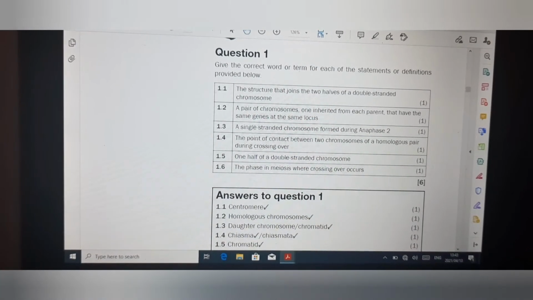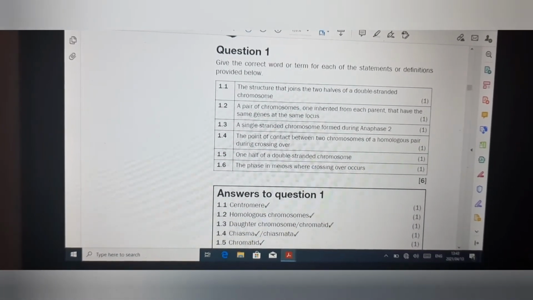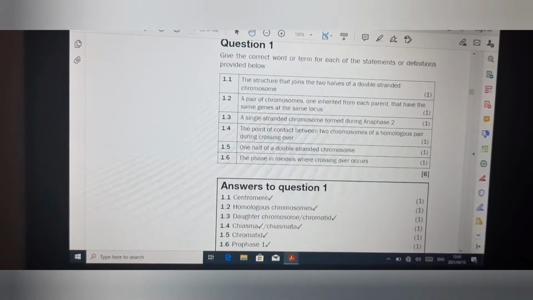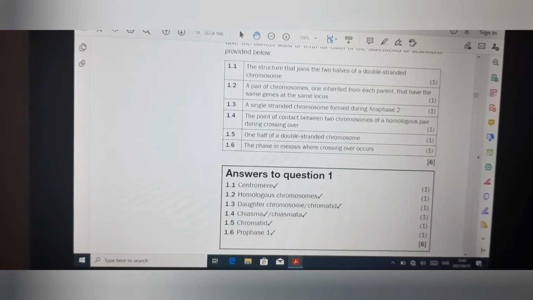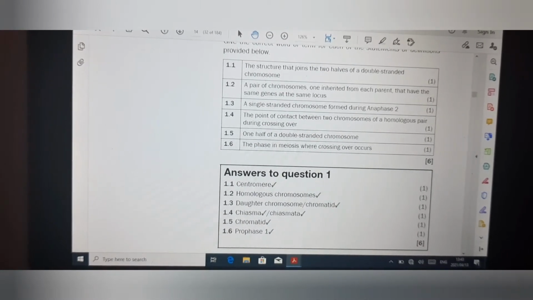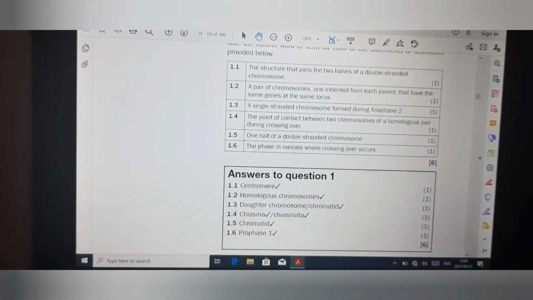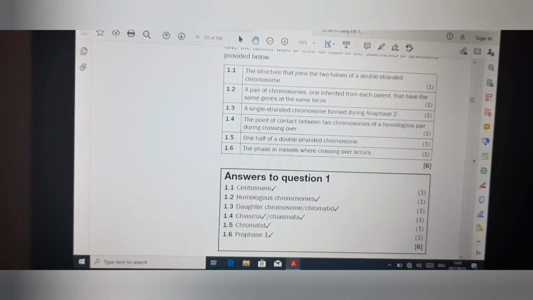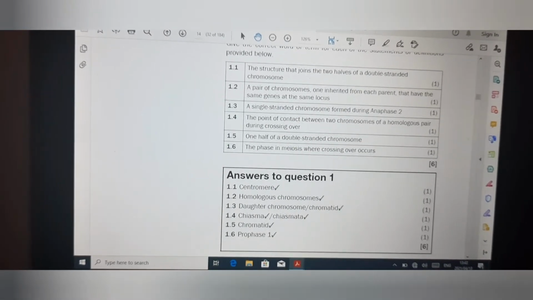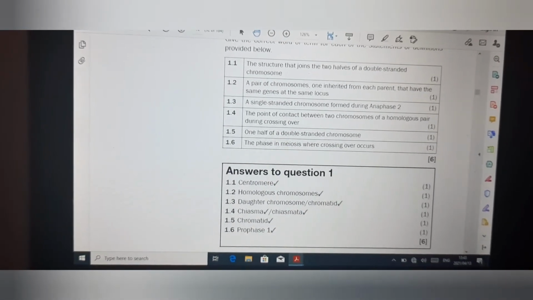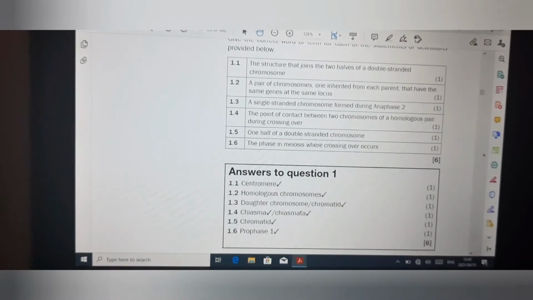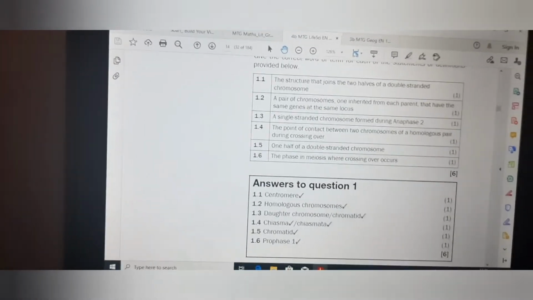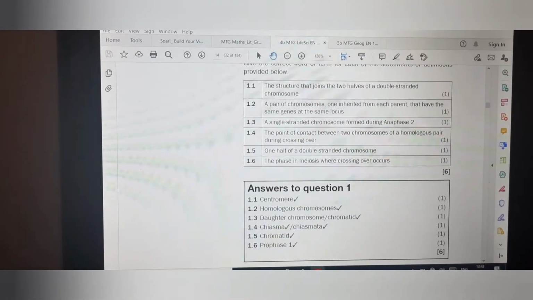1.4, the point of contact between 2 chromosomes of a homologous pair during crossover is a chiasma. And then 1.5, half of a double-stranded chromosome, that is a chromatid. They're asking you about that leaf, or that looks like a butterfly, that one part of it. Now, the phase in meiosis where crossover occurs. This is very important. It's prophase 1. I have seen this question asked over and over again, so I would advise you to pay attention to this.